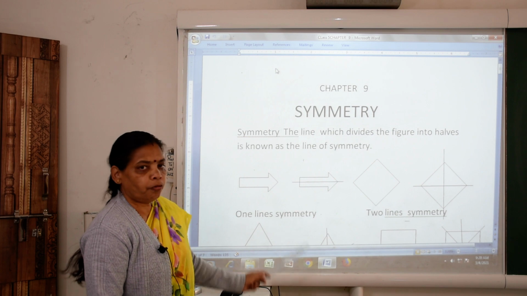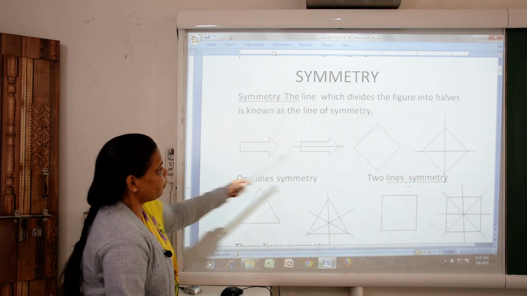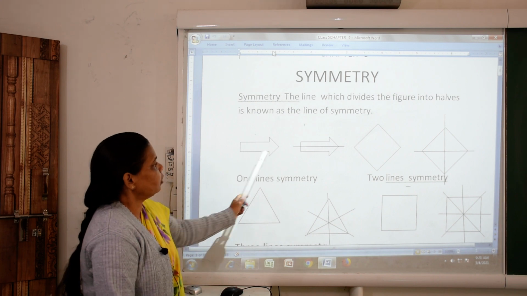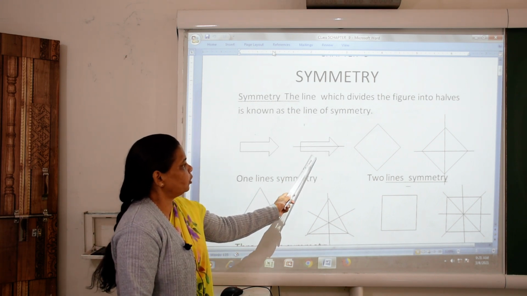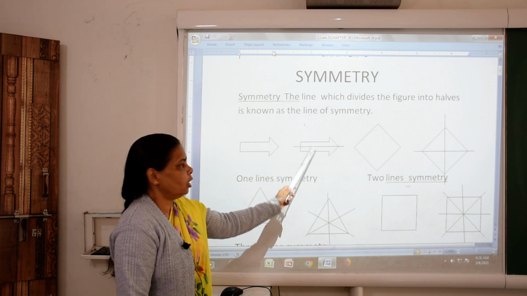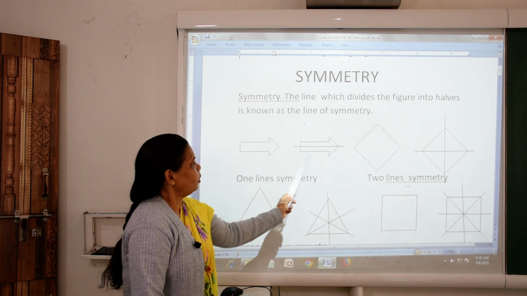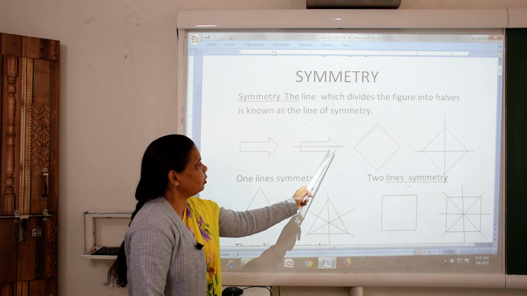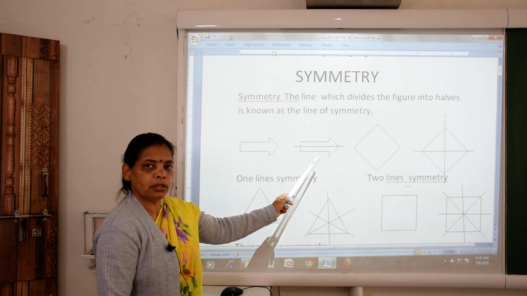This one is the reflection symmetry. So here is some figure, this is the symmetry line. This symmetry line divides this figure into two equal parts. Here equal parts and here equal parts. When we put the mirror here, the reflection of this figure is exactly the same.